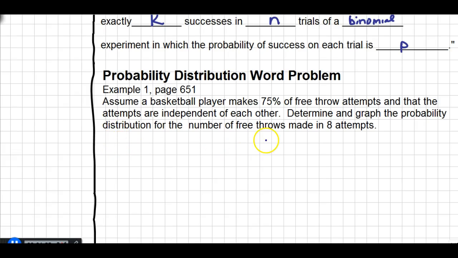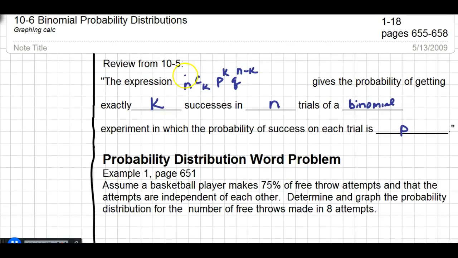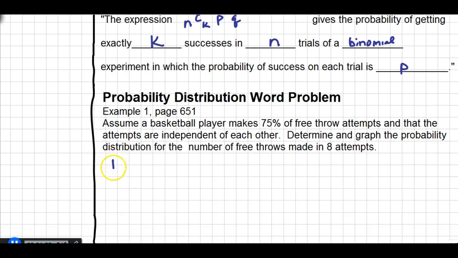First thing you should do is write out the formula. So we can reference this here to write it out. You need to give it a name. I'm going to call it B of k for basketball. K is going to be my variable now. If you wanted to call it x instead of k, that's fine, but know that our number of successes is the variable here, so I'm going to leave it as k.